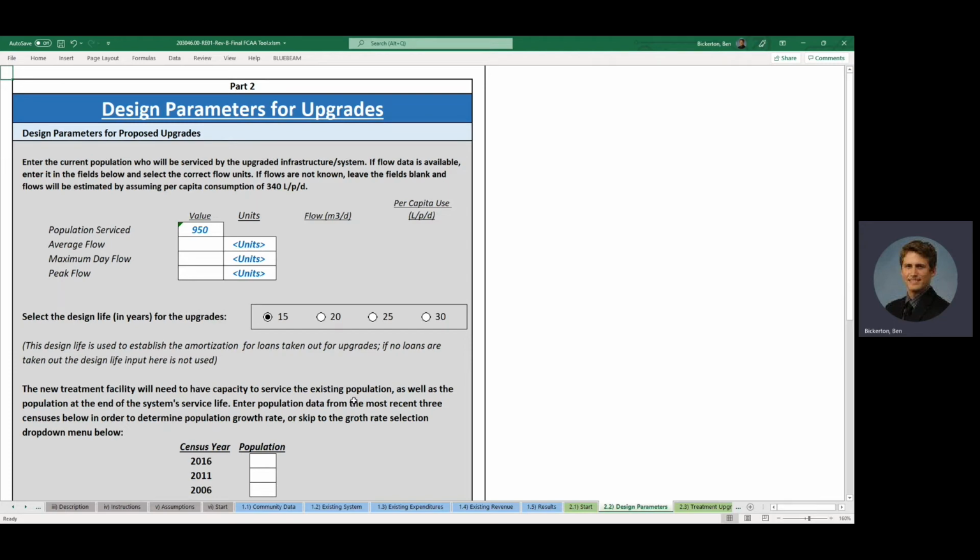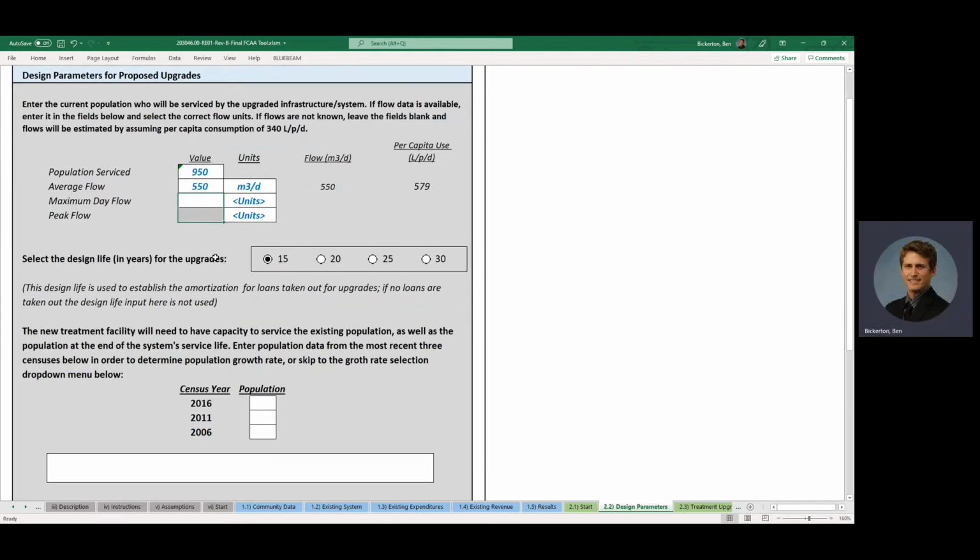So for design parameters for the proposed upgrades, we can change the population serviced or the average flow, but this pulls in the population from our part 1 that we already put in. And again, we don't have to input any flow data. The tool can estimate that, but if we know that our average flow is 550 meters cubed a day, we can enter that here. The maximum flow and the peak flow, if we have those, we can input them. If we don't, the tool can estimate those based on the flow data that we provided, the population we provided.